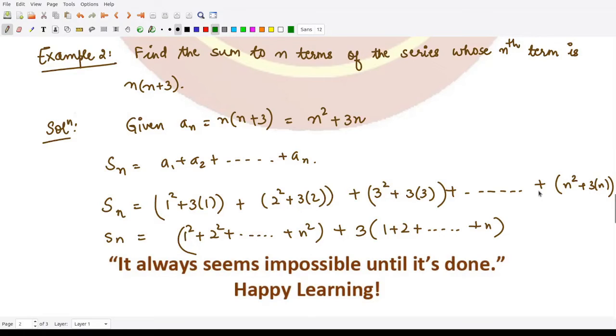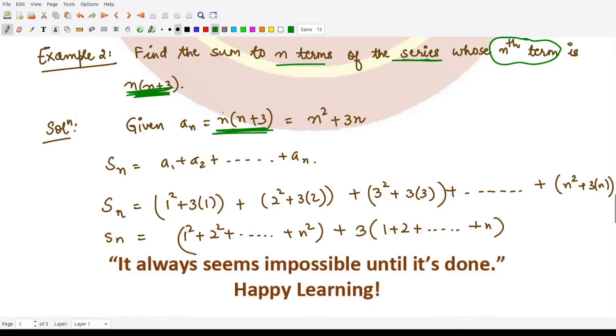In this video, we'll be solving another question based on special series. The question says we need to find the sum of n terms of the series where the nth term is given by n plus 3. This is the expression here. So here the nth term is given by n plus 3.